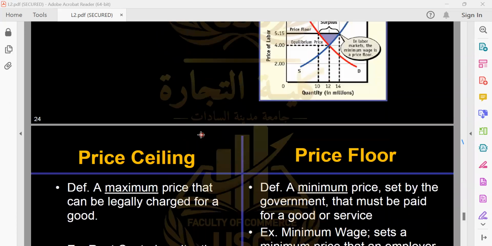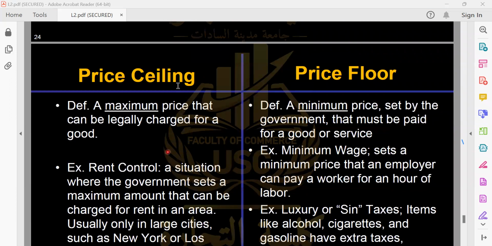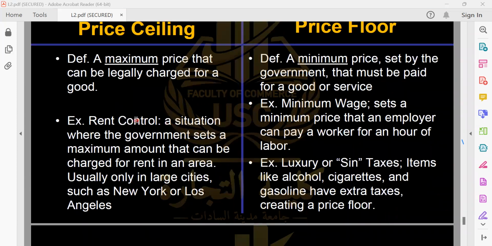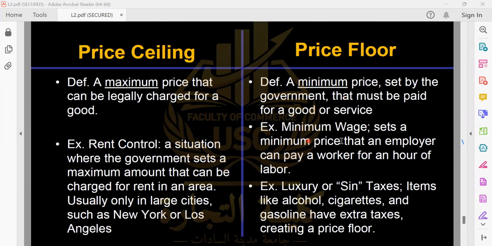So we have a quick comparison between price ceiling and price floor. Price ceiling is a maximum price that can be legally charged for a good. Price floor is a minimum price set by the government that must be paid for a good or a service. An important example of price ceiling is rent control, a situation where the government sets a maximum amount that can be charged for rent in an area. And the minimum wage is a minimum price that an employer can pay a worker for an hour.